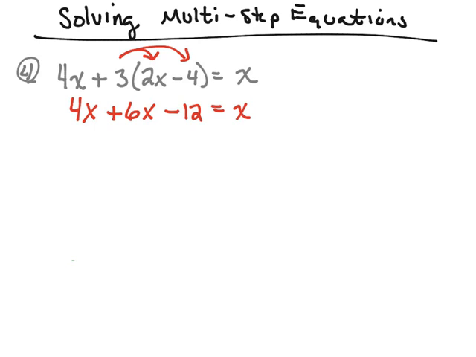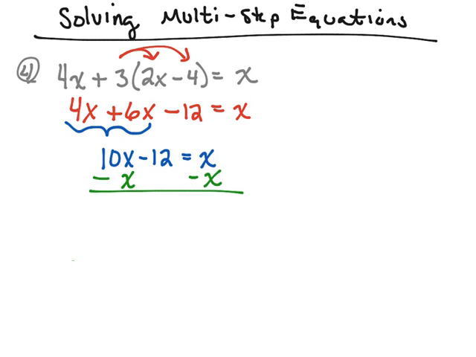Now what we're going to do is gather up all of our x's. I'm going to start by combining these two together here. So 4x's plus 6x's is going to give us 10x's. Now notice I have an x on the left, but I also have one on the right. So we're going to gather up all the x's on one side of the equation. Remember, it doesn't matter what side we move them to. It just needs to be on one side. I'm going to go ahead and stick with moving them to the left. So what I'm going to do is take this x that's on the right, and I'm going to subtract it.